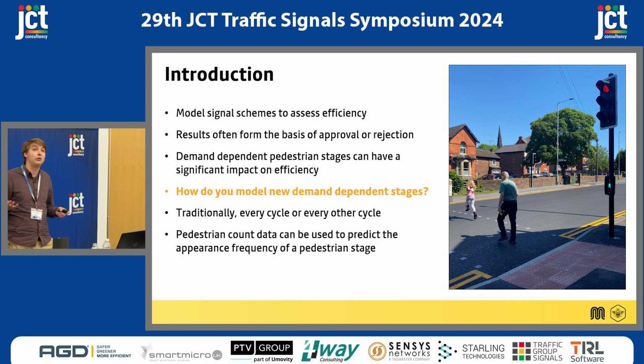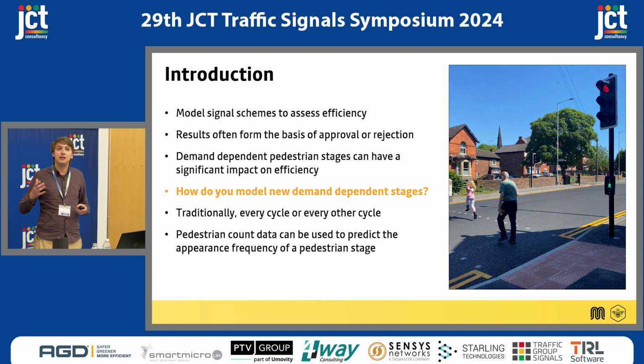Traditionally, we would either have modelled that stage simply as appearing in every cycle. The benefit of that is it's conservative, so you can defend it when you're doing your appraisals process, but the drawback, of course, is that because it's conservative, it's going to give you the worst results in terms of junction efficiency. The other traditional approach would be to model it as appearing every other cycle. That's going to give you better results in terms of efficiency, but it can be quite hard to defend if you're not basing that on any data, so it becomes quite difficult to use in your appraisals process.